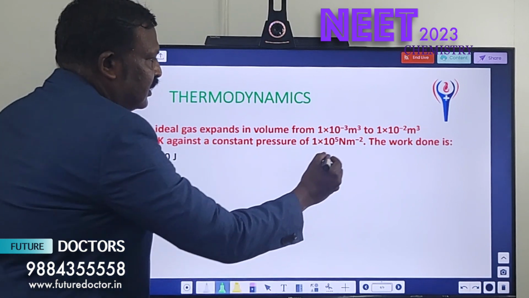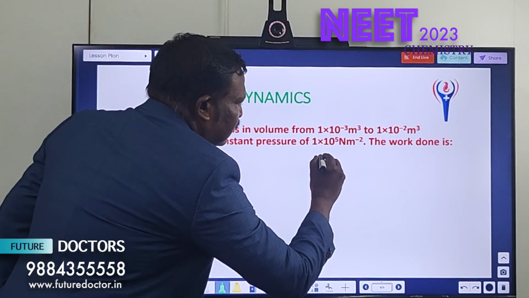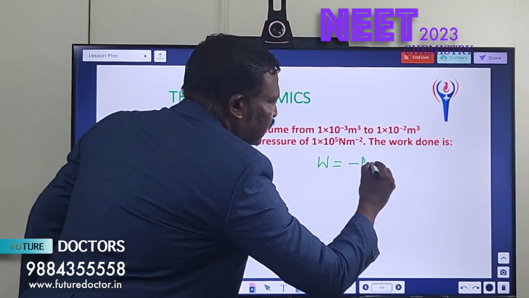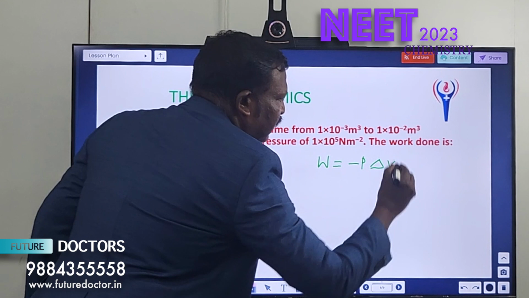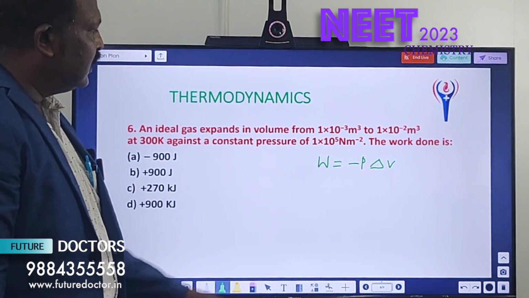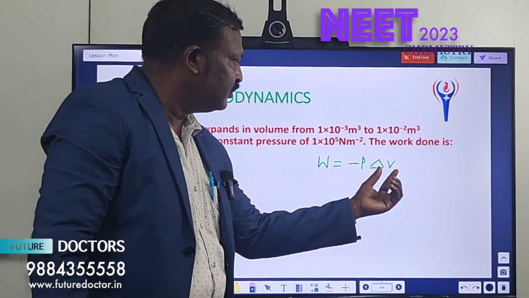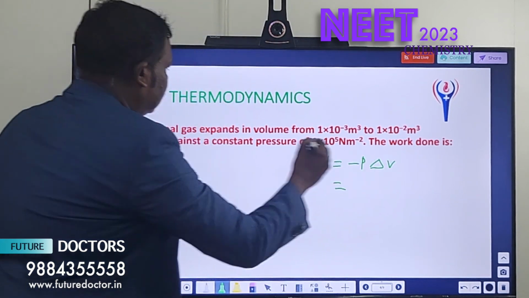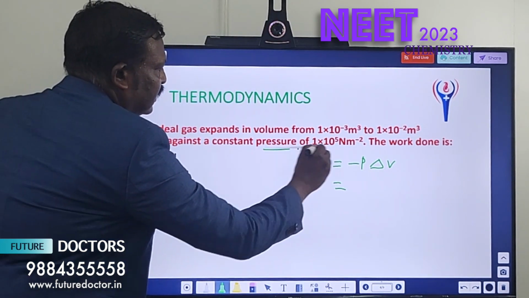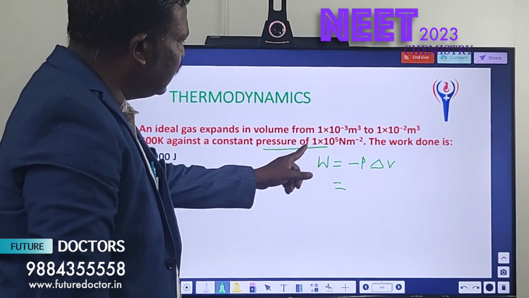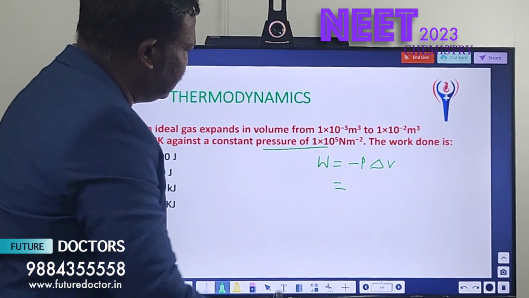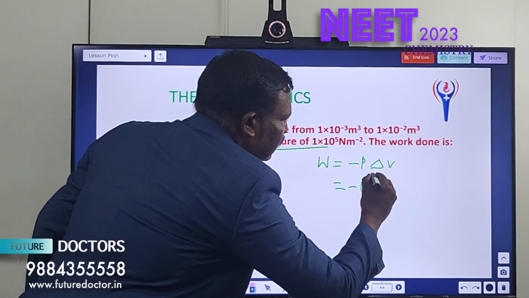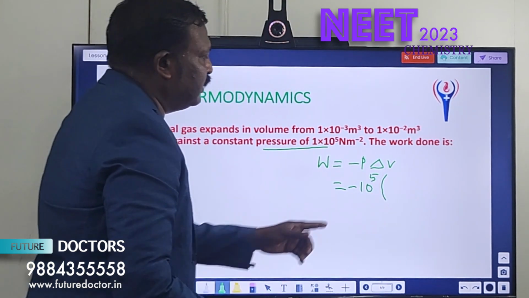So here the work done formula is what? W is equal to minus P into delta V. This is the formula. Delta V is nothing but change in volume. The pressure is given at constant, this much pressure, 1 into 10 power 5. I simply write minus 10 power 5. Then this is nothing but change in volume.